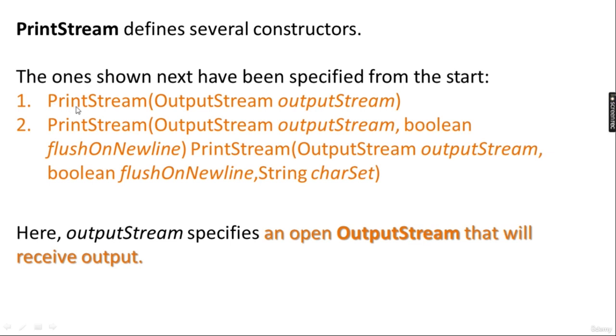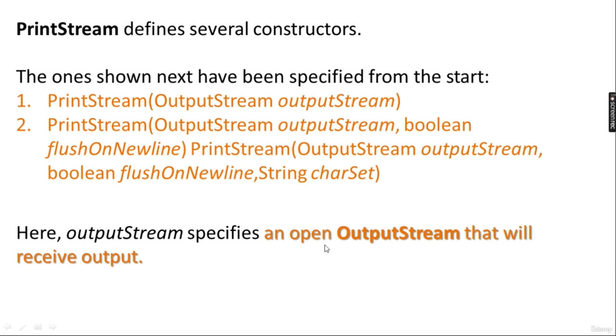So these are the constructors: PrintStream(OutputStream), PrintStream(OutputStream, boolean flushOnNewLine), and PrintStream(OutputStream, boolean flushOnNewLine, String charSet). Okay, the first has only one object, OutputStream. The second has OutputStream and a boolean flushOnNewLine, true or false. If it is true, it will flush on each new line every time the console is output, and if it is false, it will not. Then the third one is PrintStream(OutputStream, boolean flushOnNewLine, String charSet).